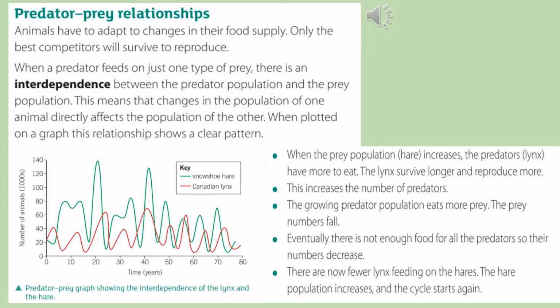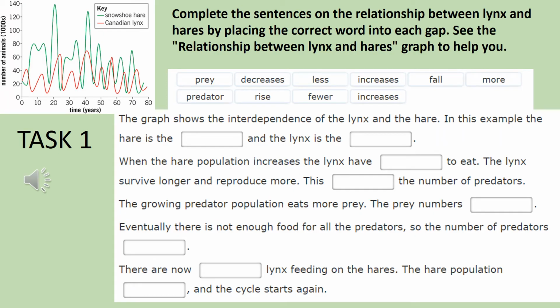So if you look at the graph, it shows this common relationship between an increase and then a decrease, with a slight variation in that when one's increasing, the other one will increase slower. And then when one's decreasing, the other one will decrease also, but maybe a little bit after. So thinking about the graph that I've just shown you, this shows the relationship between the hare and the lynx.